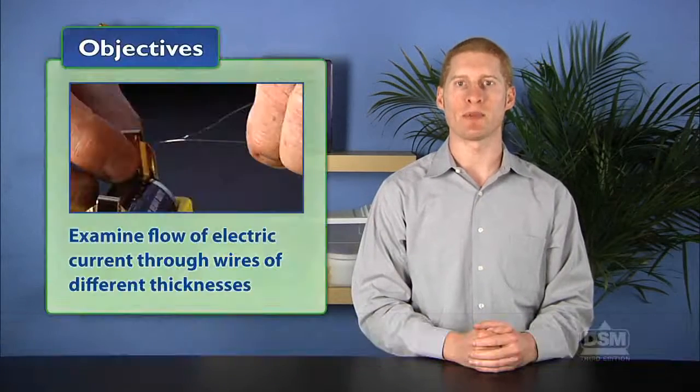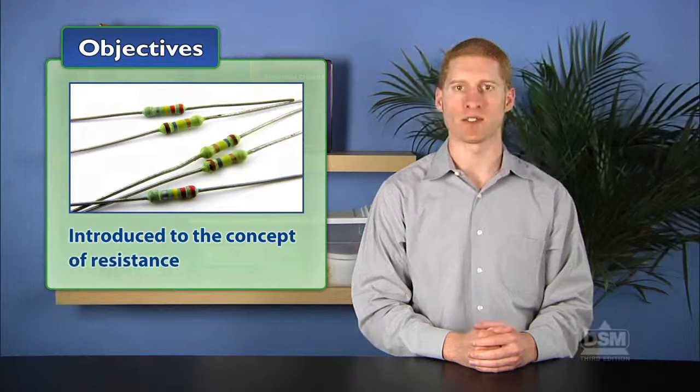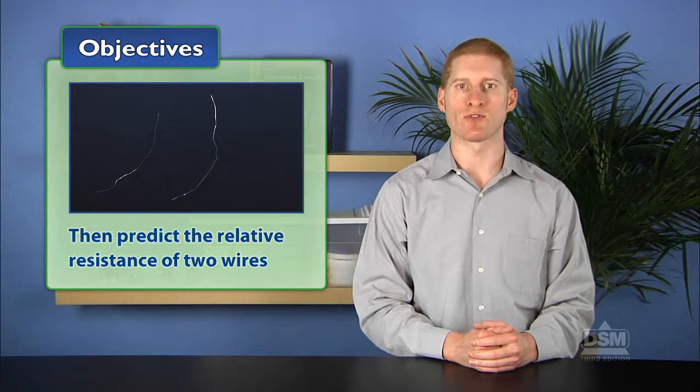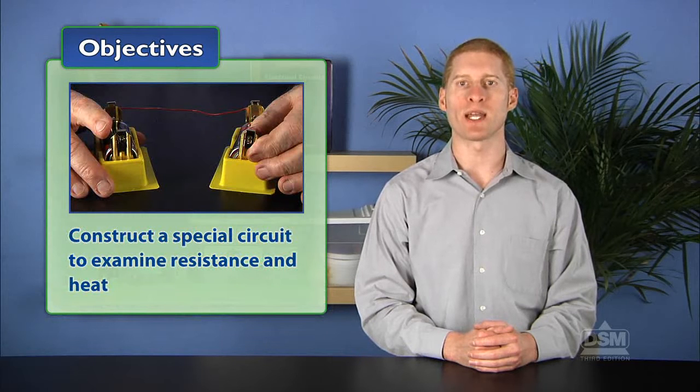In Activity 8, Electrical Resistance, students examine the flow of an electric current through wires of different thicknesses. Students are first introduced to the concept of resistance, and then predict the relative resistance of two wires. Students finally construct a special circuit with which to examine the relationship between resistance and heat.